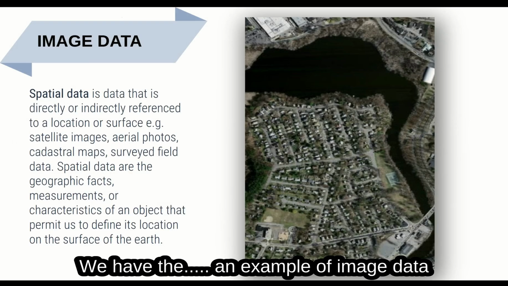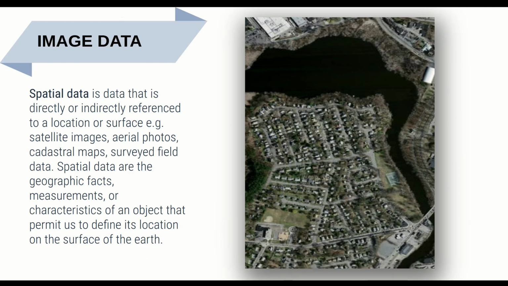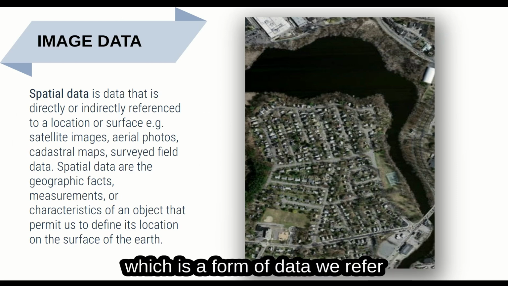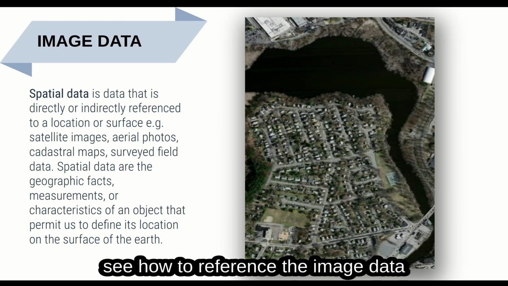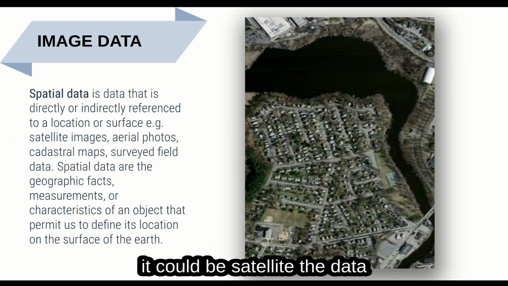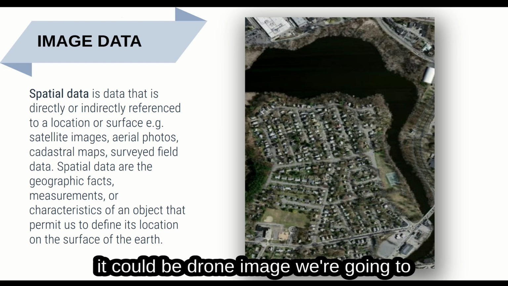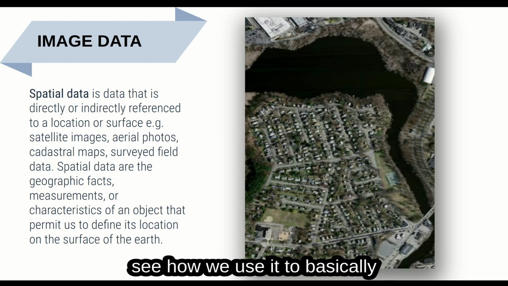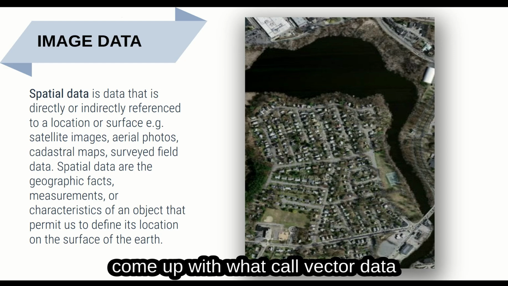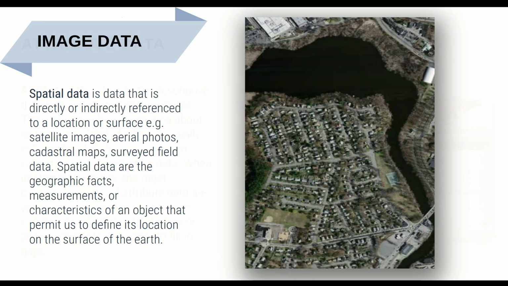We have an example of image data, which is a form of data we refer to as raster. We are going to see how to reference the image data. It could be satellite data, it could be drone image. We are going to see how we use it to basically come up with what we call vector data. We are going to see that in details.